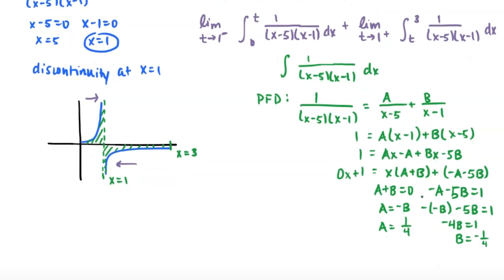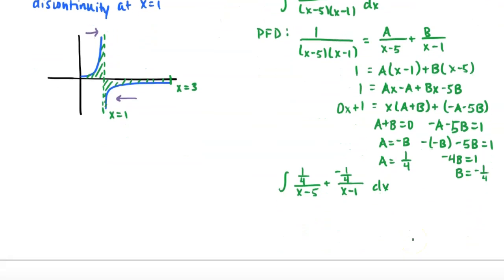And so this tells me that I can rewrite this integral as the integral of 1/4 over x minus 5 plus negative 1/4 over x minus 1 dx. Because I've got both of these terms that are added together, I'm going to separate these into different integrals, and I'm going to pull this coefficient of 1/4 and negative 1/4 out to the front. And so I've got 1/4 times the integral of 1 over x minus 5 dx minus 1/4 times the integral of 1 over x minus 1 dx. Now, I've got my 1 over that I forgot on the right.